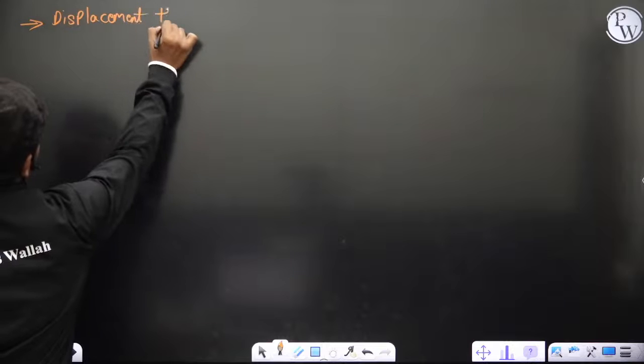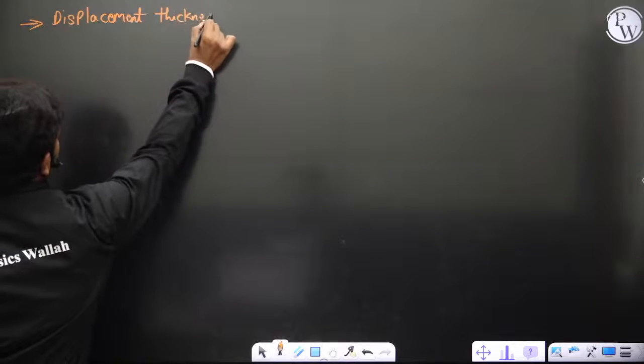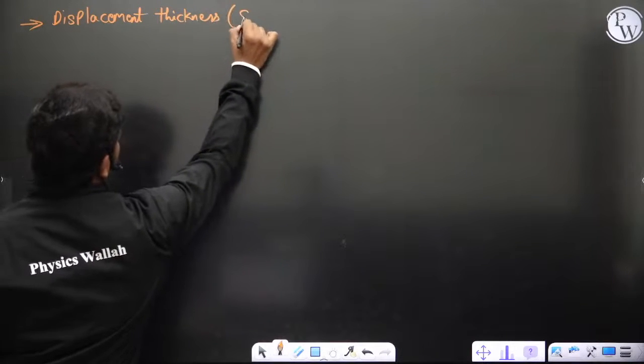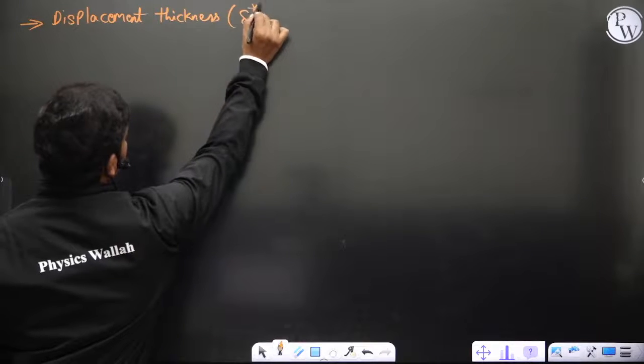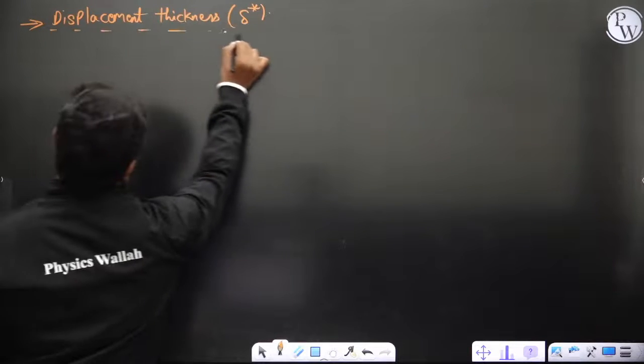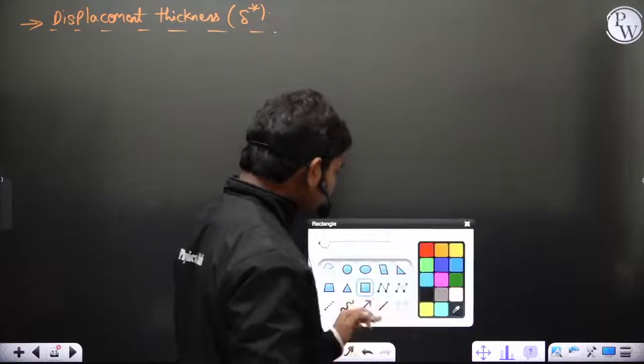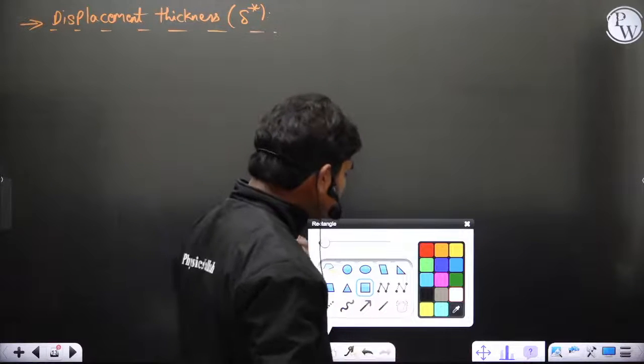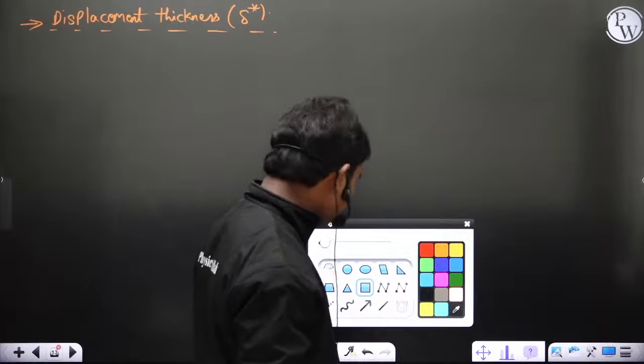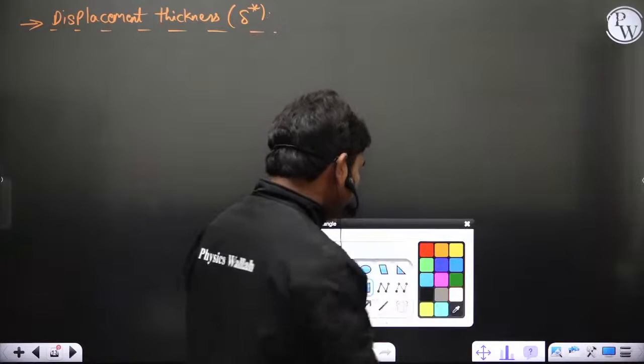Displacement thickness, which is normally denoted with delta 1 in general. I think delta star you keep, right? Yeah, delta star. Let us see, this is displacement thickness, which is delta star. Now why is it called displacement thickness? The formula you all know, right?